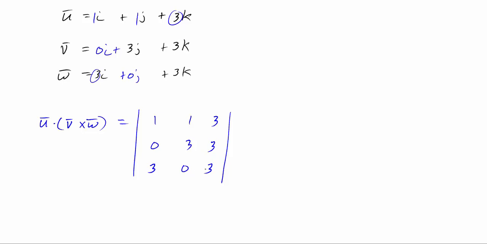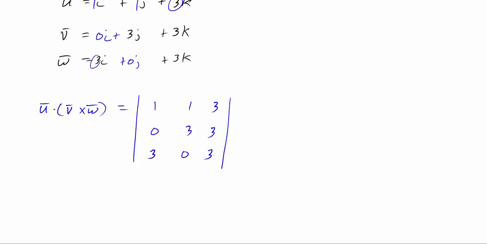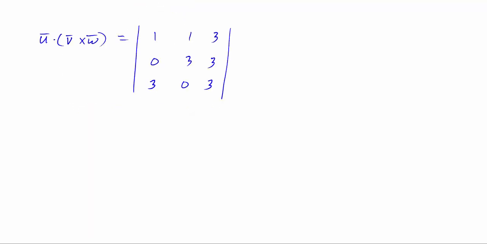So now all we have to do is actually calculate the determinant, and this is the same way we did the determinant for the cross product, except now instead of this top row being i, j, and k, we have the numbers 1, 1, and 3. So once again, we're going to start out with looking at the 1 here. So if we cross out the row and the column, we're left with 3, 3, 0, 3.